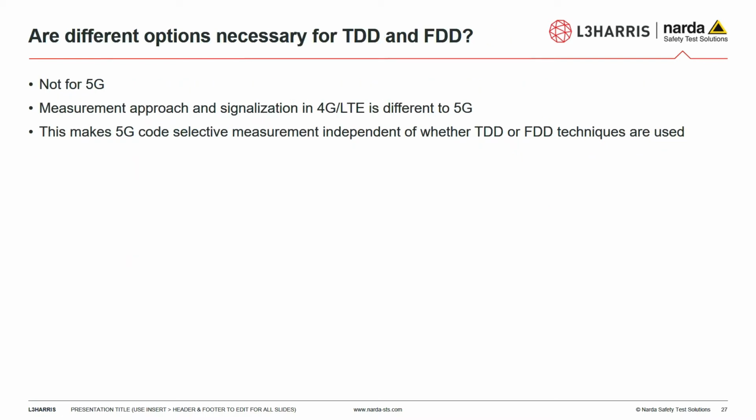Are there different options for TDD and FDD for 5G just like for 4G? No, signaling for 4G is different to 5G. Among other things, this means that the same 5G measurement routine can measure TDD as well as FDD signals.